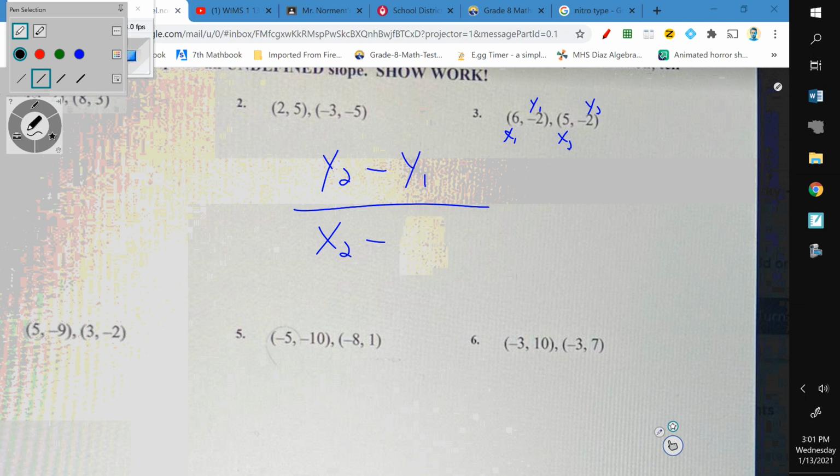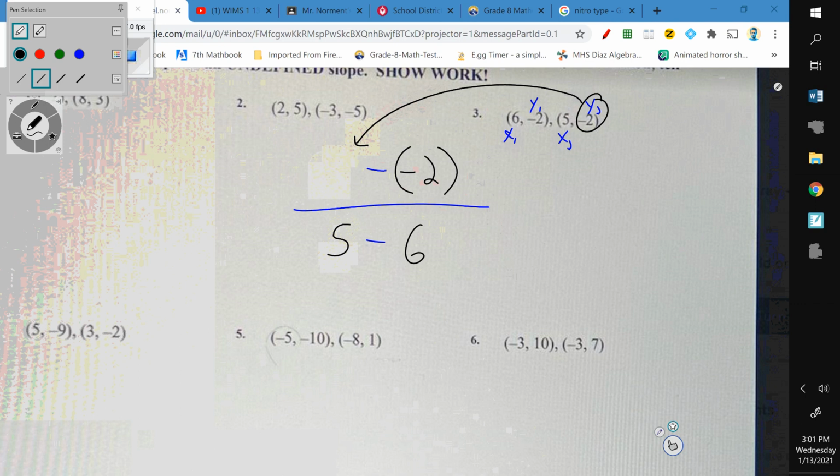So let me put a 6 there. My y1 is negative 2. I'm doing this out of order than the ones I did the other time, and that's okay. It doesn't really matter. My x2 is 5. Let me substitute that. And then my y2 is negative 2. And so I'm going to put that right there.